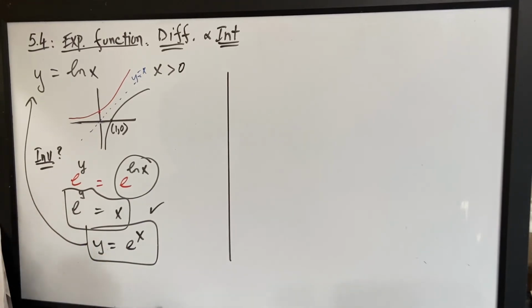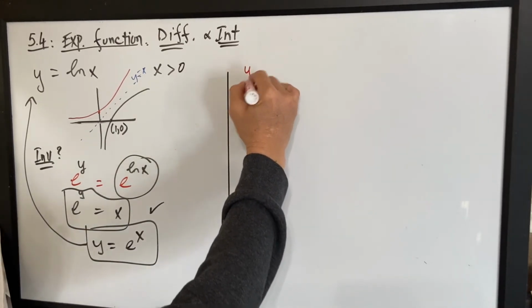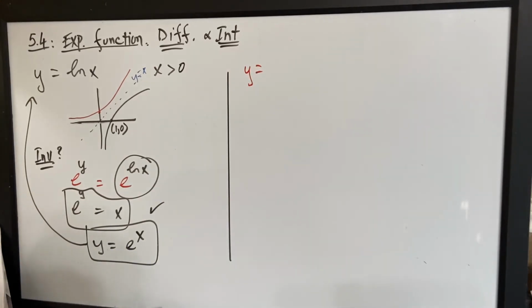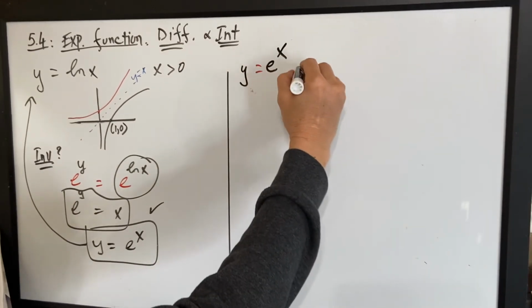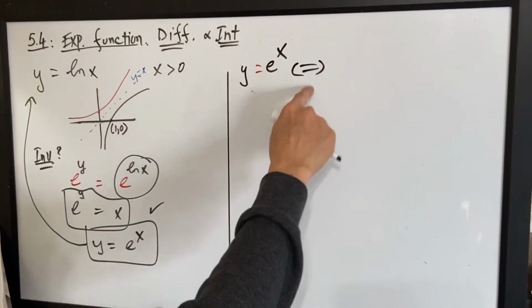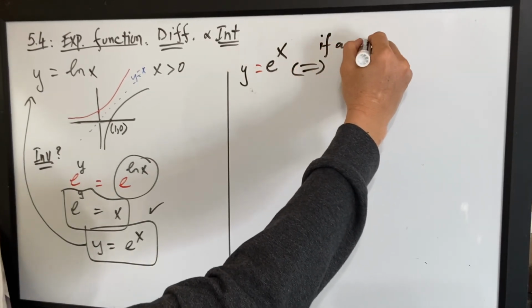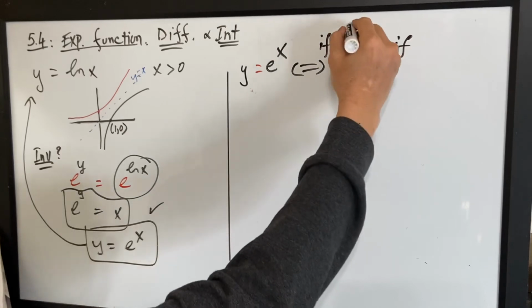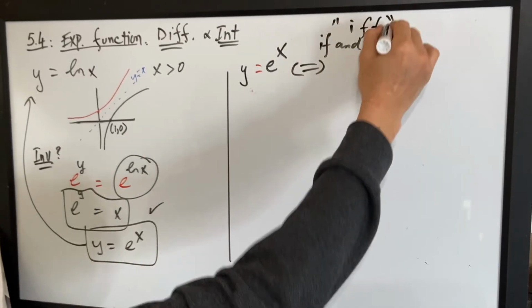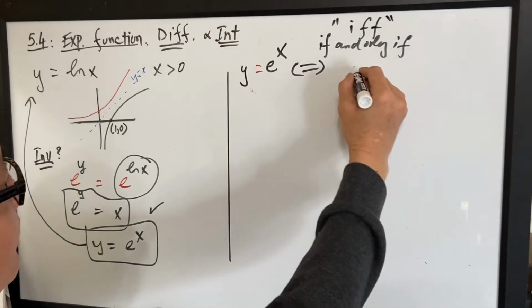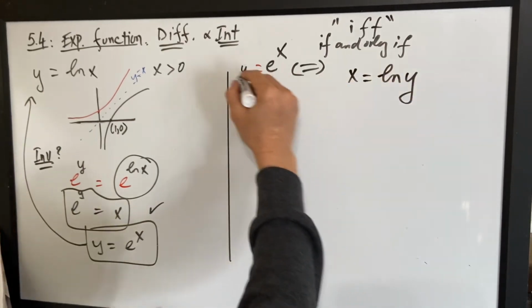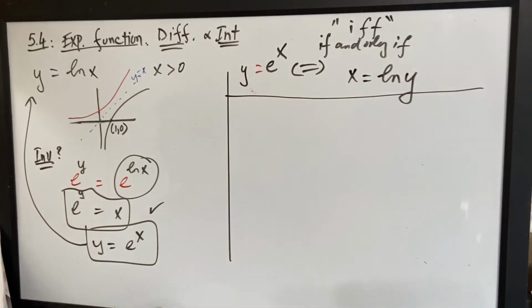Let me state this so you can see it in your textbook. You see y equals e to the x, and this is if and only if. Okay, guys, this is if and only if, or you can write the double arrow right there. I give you three notations. y equals e^x if and only if what? x equals ln y. That's it. That is your definition of the natural exponential function.